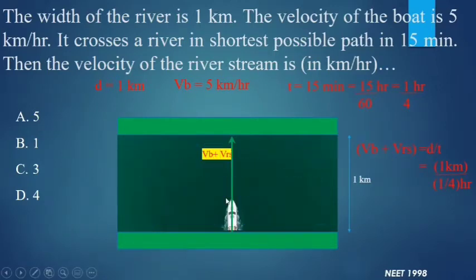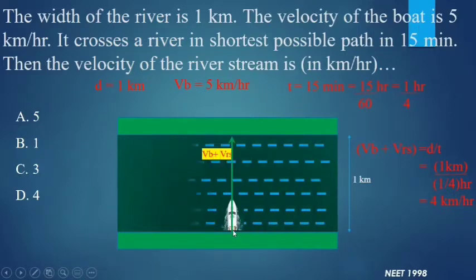We have the distance for the resultant and time for the resultant. Distance for the resultant is 1 kilometer, time is 1/4 hours. So the net resultant velocity can be calculated. By putting the values, it will become 4 km per hour. So this is the resultant velocity that is calculated. Also the velocity of the boat is given, that is equal to 5 km per hour.